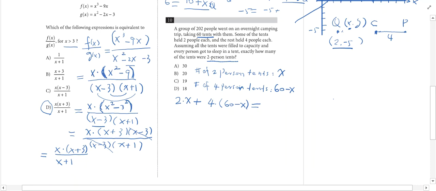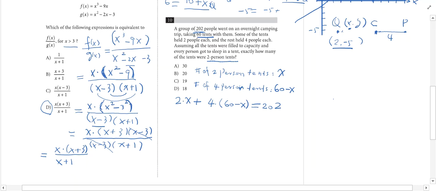They told you that all the people go to the tents to sleep. So in total we have 202 here. So this must be equal to 202. Okay? So we completely translated the question from English to an algebra equation. This is the important part we have completed. And then we're going to solve the equation.